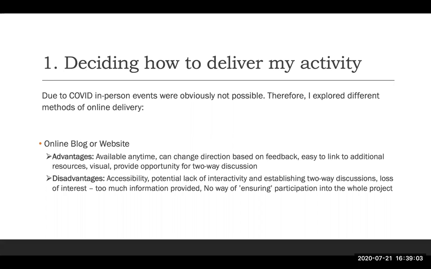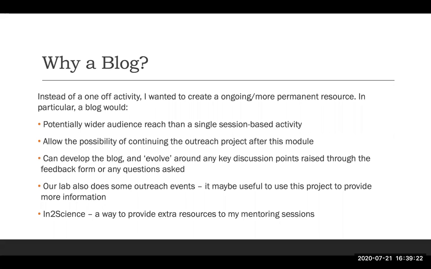A blog is available anytime. Importantly, you can change it based on feedback, so I could develop it based on what readers thought. It's easy to link resources, and although it's harder, there is still the opportunity to provide feedback, get questions of some sort, and start discussions. So I decided on a blog for a couple of reasons, most of them shown here. First, you've got a wider audience reach. There's also the possibility, which I quite like, to follow it on or continue it, and you can develop and evolve the posts around what feedback you get.